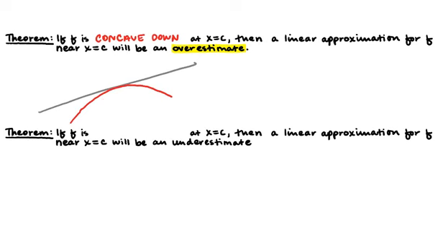Okay. And then you might already be expecting what would happen if the tangent line was an underestimate, but I'm going to, again, encourage you to think about what kind of curve would sit above this, and it's really going to be just a concave up curve.